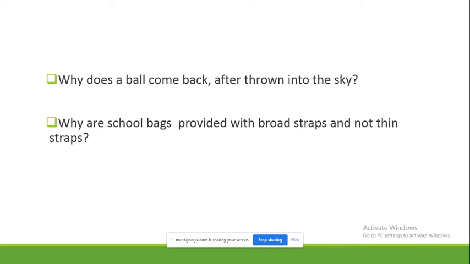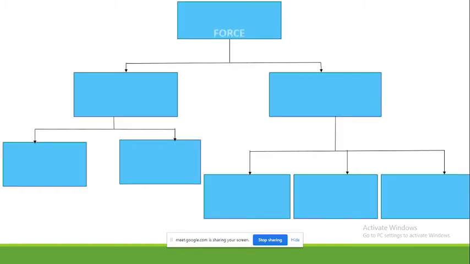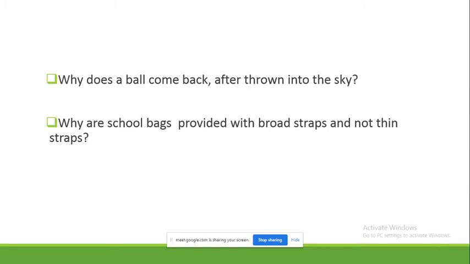Pressure on the shoulders, ma'am. Okay, Sushmita is saying it's on the shoulders. So, why are we giving broad straps, Sushmita? Why are the shoulder straps of the school bags broader? So, what is the reason behind that? Producing less pressure, ma'am. Okay, now I got two answers about pressure. So, can you tell me what is pressure? Define pressure. The force acting on a unit area is called pressure, ma'am. Yeah, force acting on a unit area is called pressure.